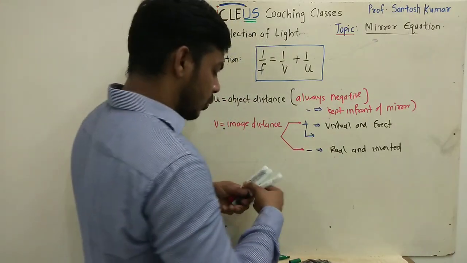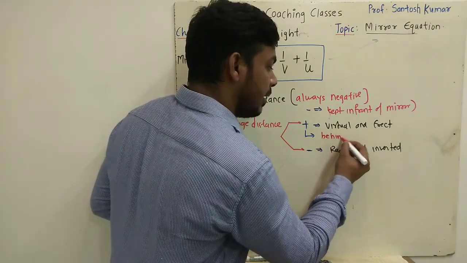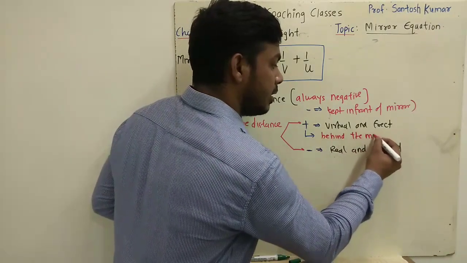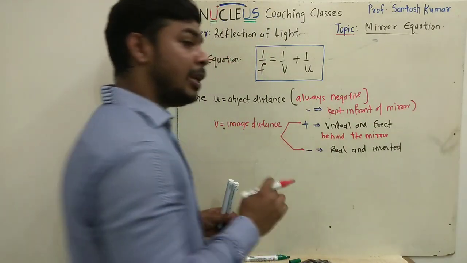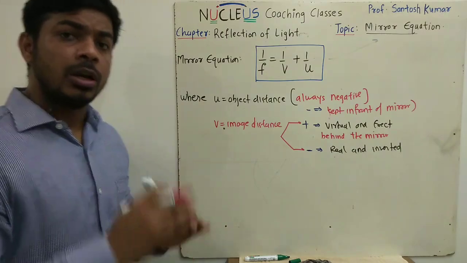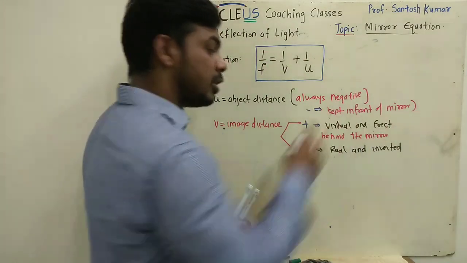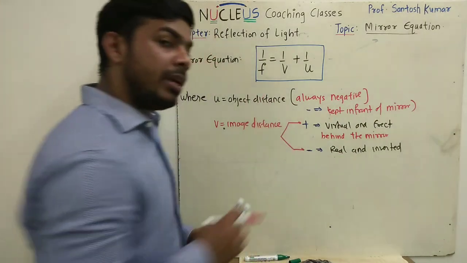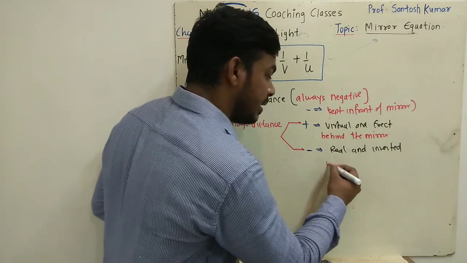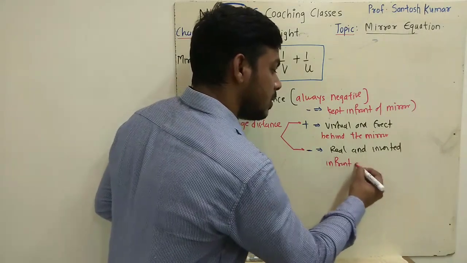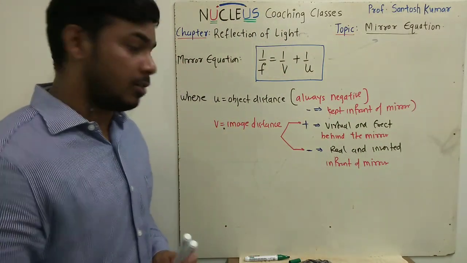The positive sign over here indicates that image is formed, come on tell me, image is formed behind the mirror. So there is significance of positive sign over here. That means if the value of v turns out to be positive, you just have to say image is formed behind the mirror, then definitely it is virtual and erect. And if the value of v turns out to be negative, then definitely image is formed, come on tell me, image is formed in front of mirror, then you can say image is real and inverted.